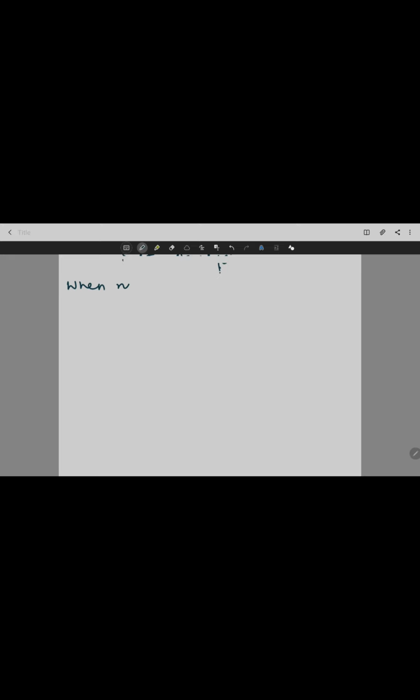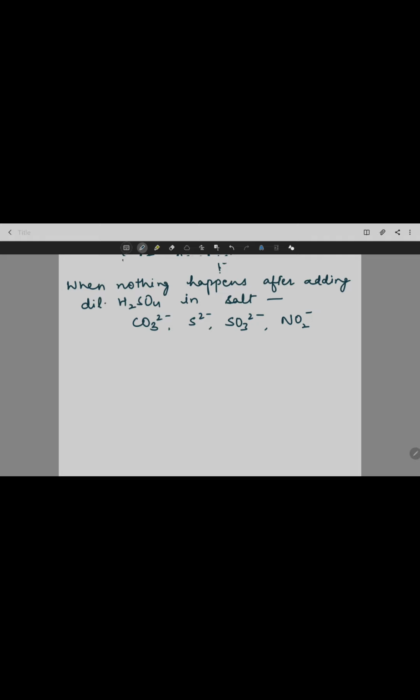When nothing happens after adding dilute H2SO4 to the salt, what is the conclusion? That ions like carbonate, sulfide, and nitrite are absent. Now we are supposed to move to the next step for the test of acid radicals, that is the concentrated H2SO4 test.